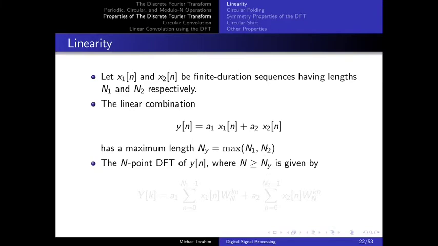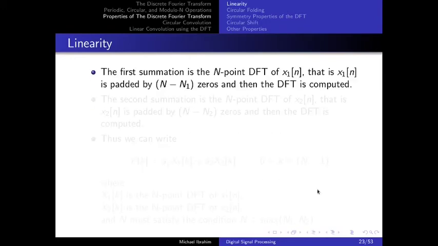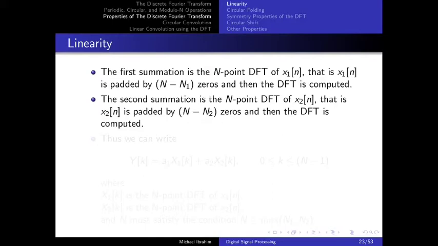Now, the DFT of the linear combination is simply a1 times the DFT of the first sequence plus a2 times the DFT of the second sequence. So, the first summation is the N-point DFT of the sequence x1, and the second summation is the N-point DFT of the second sequence. The first sequence is zero padded by N minus n1 zeros, and the second sequence is padded by N minus n2 zeros.